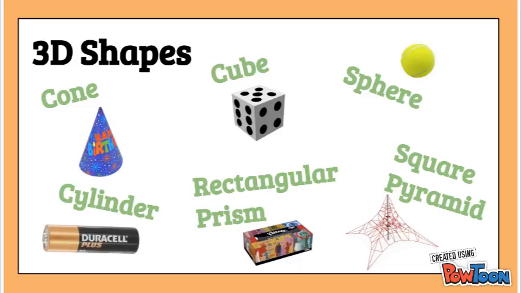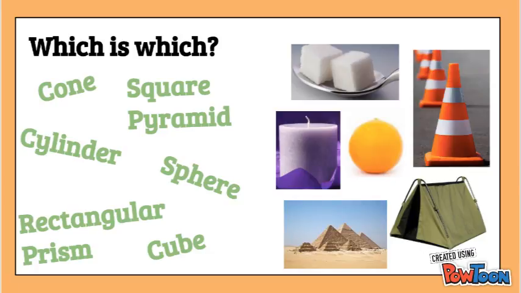Can you think of any other real-world objects or items that can represent these 3D shapes? Did you think of any of these? Try and join the 3D shape names and the 3D shape pictures together in your mind in this image. Can you match all 6 3D shapes correctly?